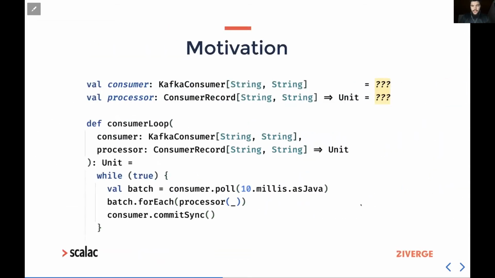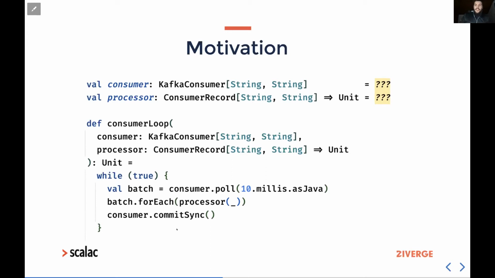So here is an example of the plain Java client, but with Scala code. We define the consumer that will be responsible for reading messages from Kafka, and we have a processor function that just describes the transformation of every record that comes from Kafka. And we have a method, consumer loop, that receives the consumer and the processing function, and it will run forever.